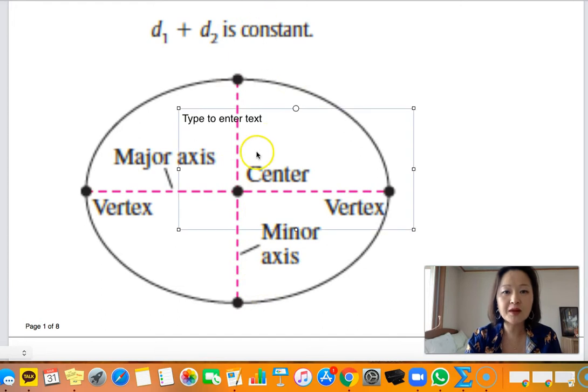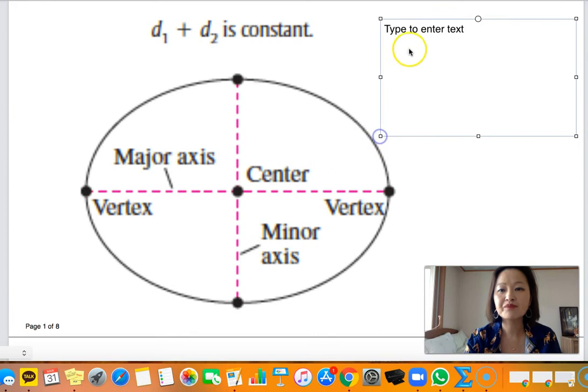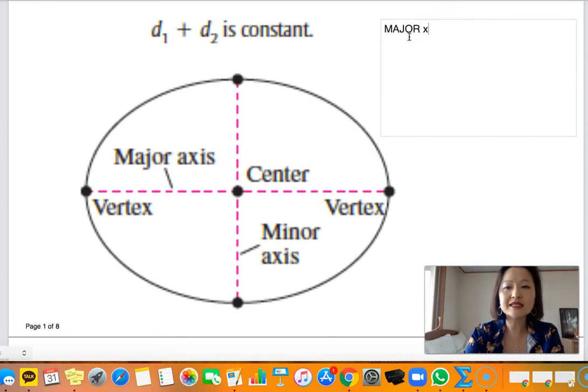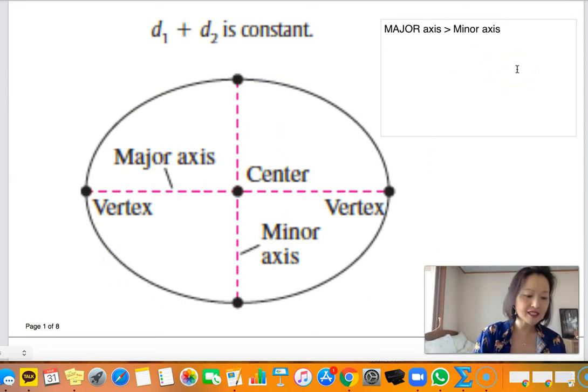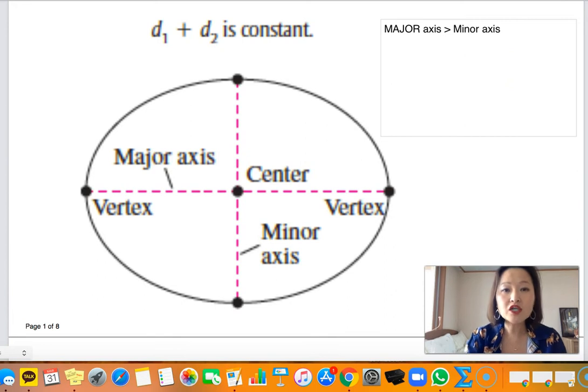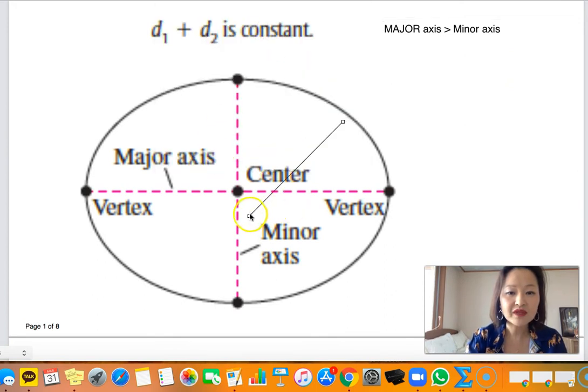Let me write a couple of notes here that you can write for yourself as well. Obviously, the major axis is longer than the minor axis. Look where the major axis lies: in the horizontal. This one's longer this way, so we're going to call this a horizontal ellipse. So the major axis is longer than the minor axis. Let's see what else we know. I'm going to draw some lines for us so we can see what I'm talking about.